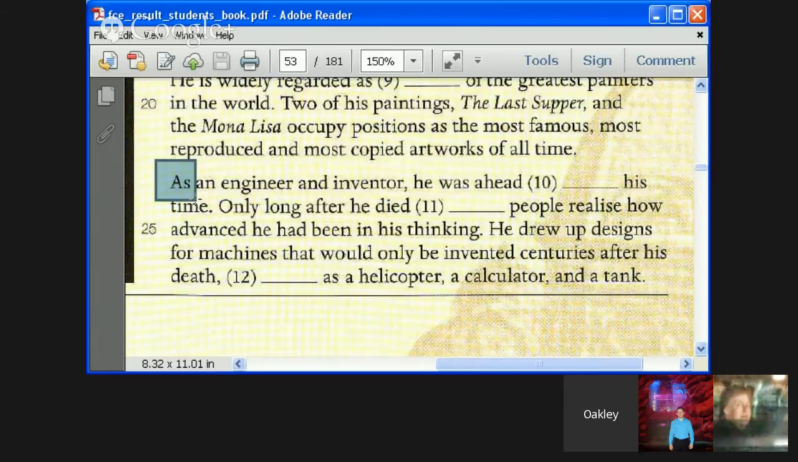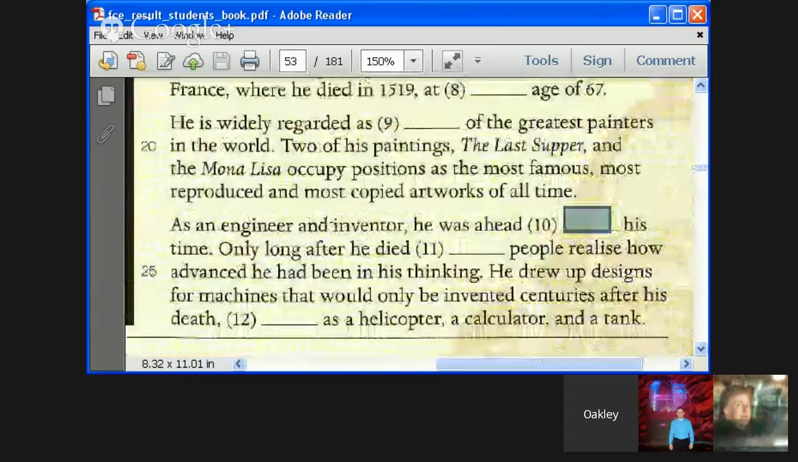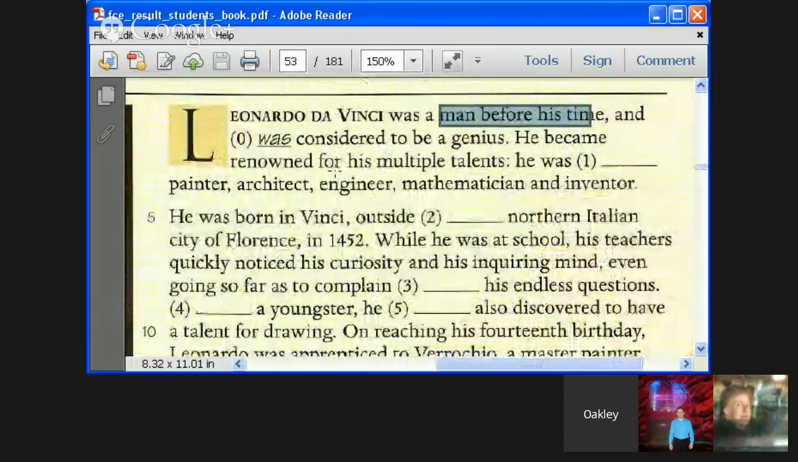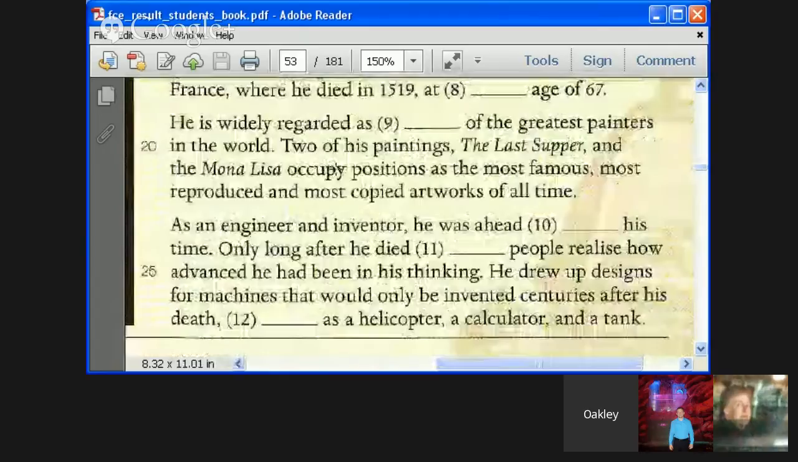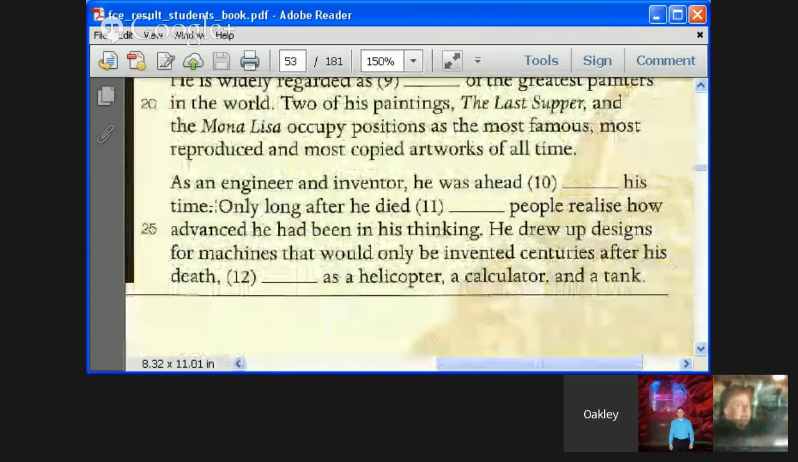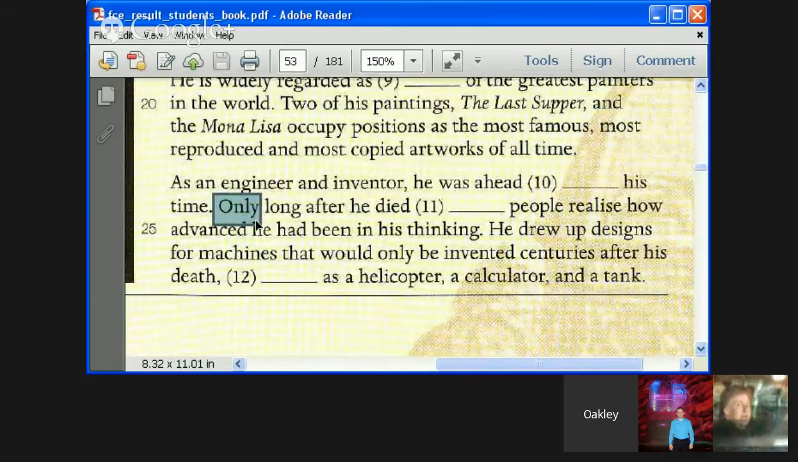As an engineer and inventor, he was ahead of his time. Okay, again, recognizing that phrase which Nader and I discussed at length earlier in the class. So, there it is. Again, ahead of his time, a man before his time. Okay, these are extremely similar. They mean the same thing. Alexei. Only long after he died the people realize how advanced he had been in his thinking.